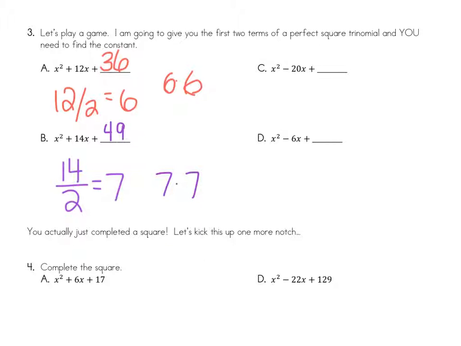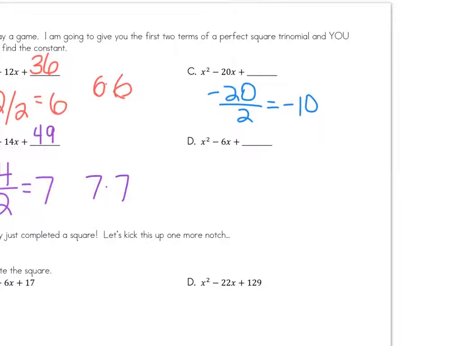Okay, C. Let's take half of 20 again. That's negative 10, because negative 10 plus negative 10 is negative 20. However, we also need to make sure that we multiply negative 10 times negative 10. That's actually a positive 100. Negative times a negative is a positive.